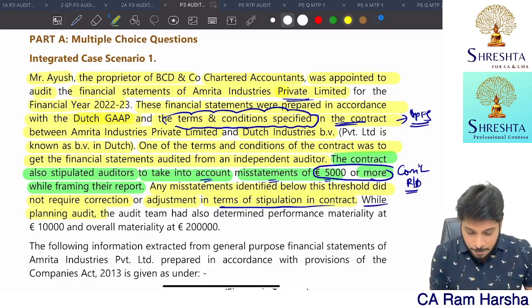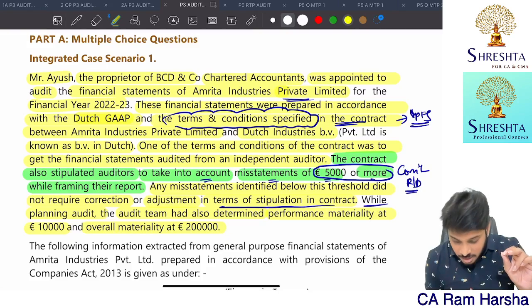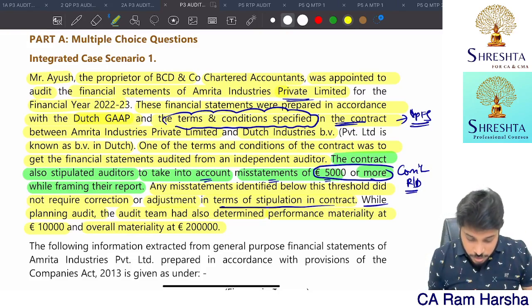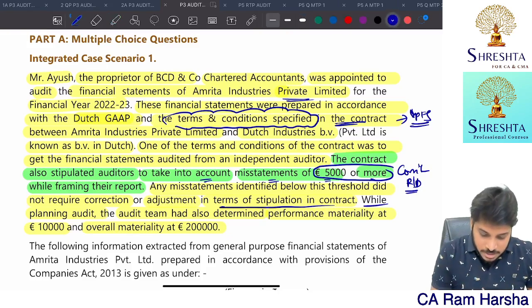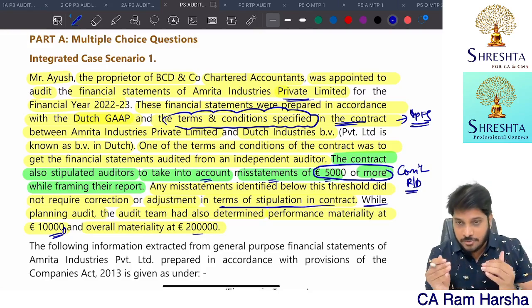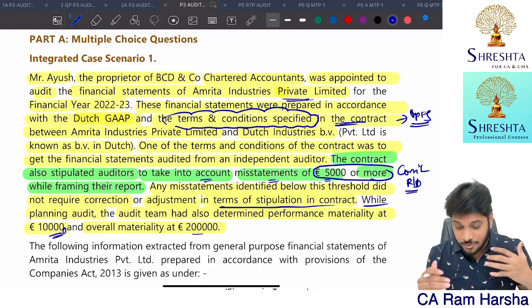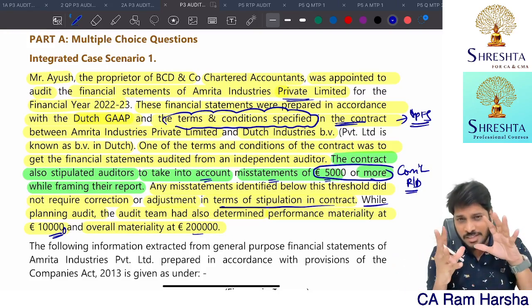While planning, the audit team had also determined performance materiality at 10,000 euros and overall materiality as 2 lakh euros. Overall materiality 2 lakh euros, performance materiality 10,000 euros. So probably I think this might be a printing mistake. It's actually 1 lakh euros. It could have been 1 lakh euros, because between overall materiality and performance materiality, the gap generally is not more than 50%. Here, if you see, it is more than 90%, so I think there is some mistake.